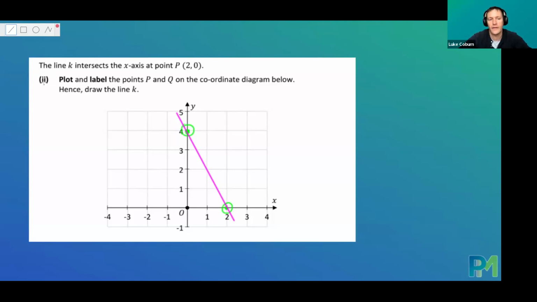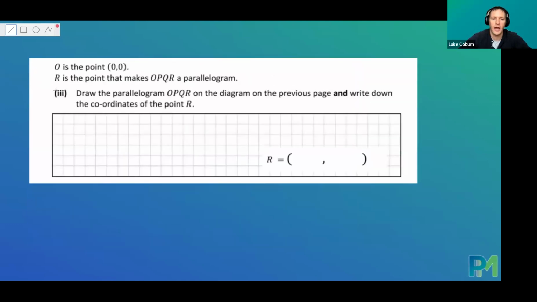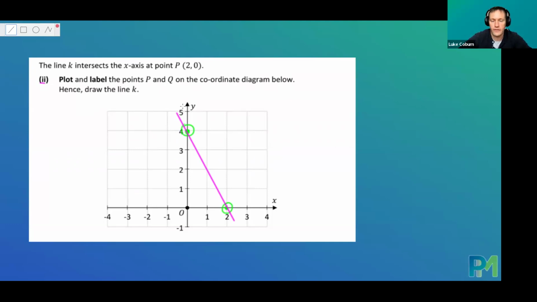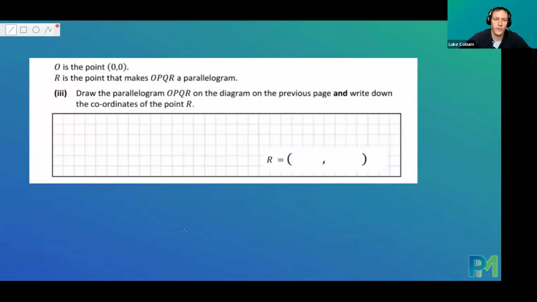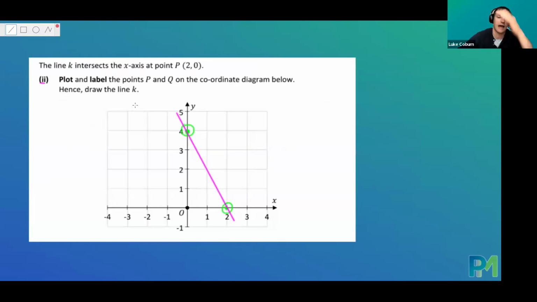So this one is II, and this next one is III, which is a continuation of the previous one in this case. So this is what we had for the previous one. Let's see what we have for this one. So O is the point 0, 0, and OR is the point that makes OPQR a parallelogram. Draw the parallelogram OPQR on the diagram on the previous page and write down the coordinates of the point R. So let's just add the extra point.